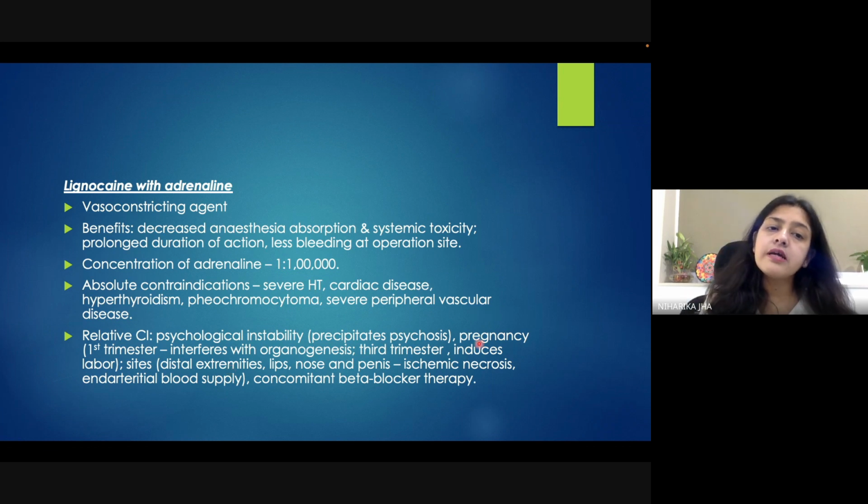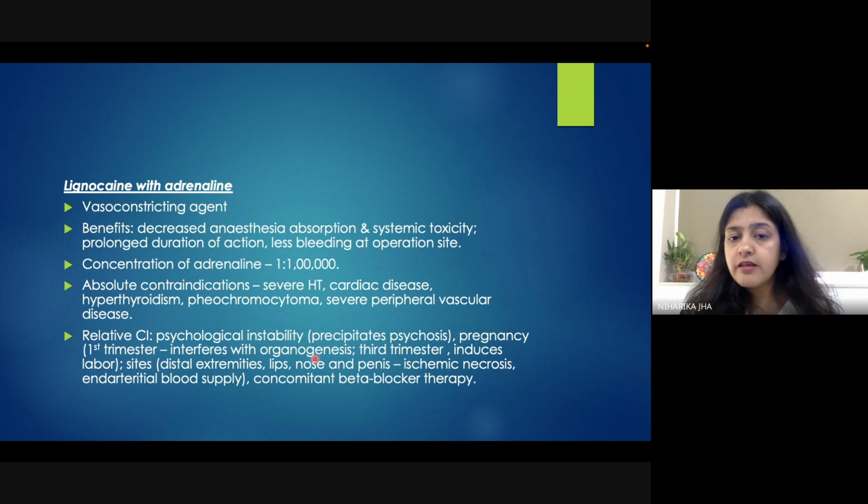In the first trimester, it can interfere with organogenesis of the fetus, and in the third trimester, it can precipitate labor. It can also precipitate psychological instability or psychosis in patients who already have psychological instability problems. It is better to avoid lignocaine with adrenaline in patients who are on beta blocker therapy. So these are the relative contraindications. The absolute contraindications include severe hypertension, cardiac diseases, and peripheral vascular disorders.